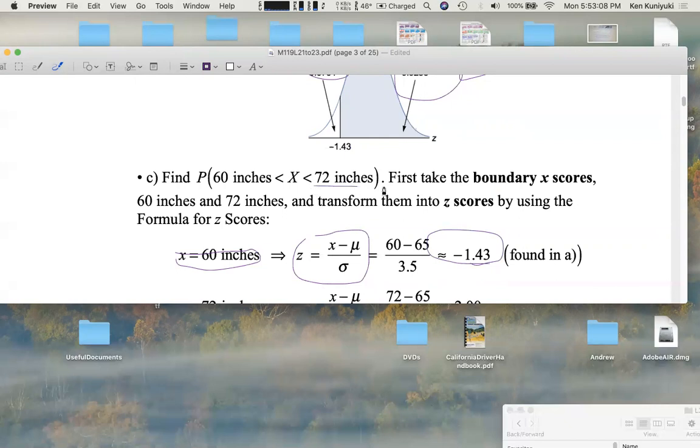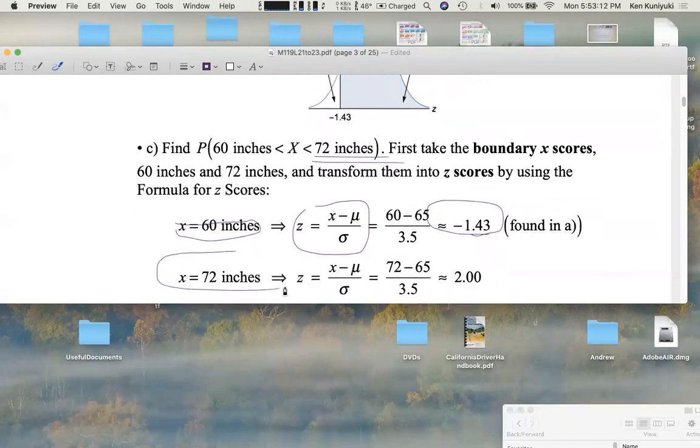Now for 72 inches, that's the new piece of information we have to find. Let's find the z-score for that. It's the same z-score formula. This time we plug in 72 inches for x. Since we know these are all in inches, we don't even have to bother with units here. We subtract off 65, that's the mean for the distribution, and divide the difference by the standard dev, 3.5. The result is about 2.00 to 2 decimal places.